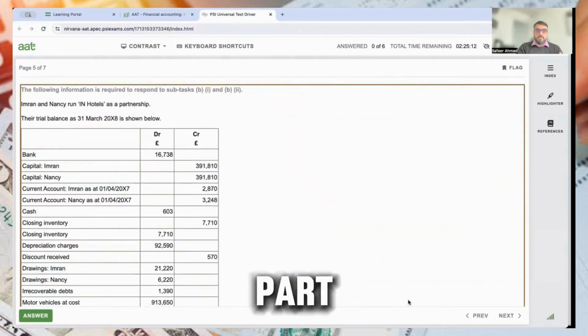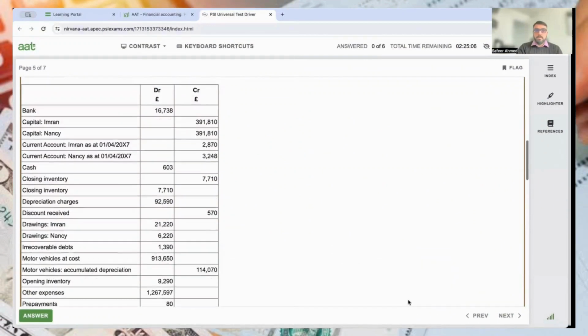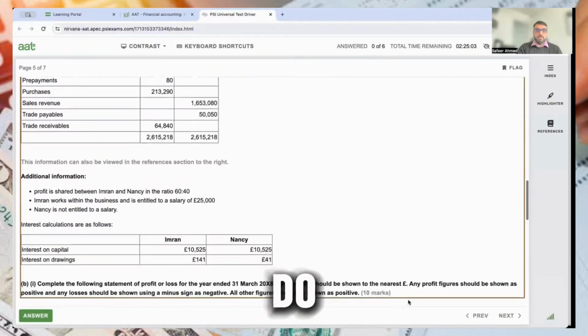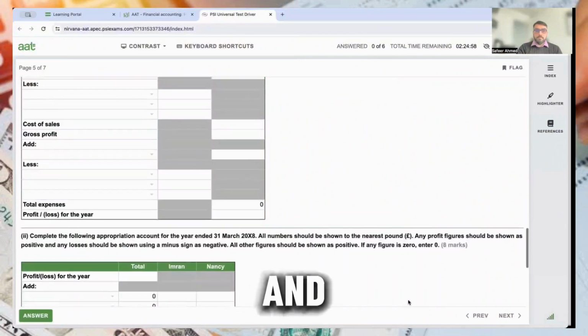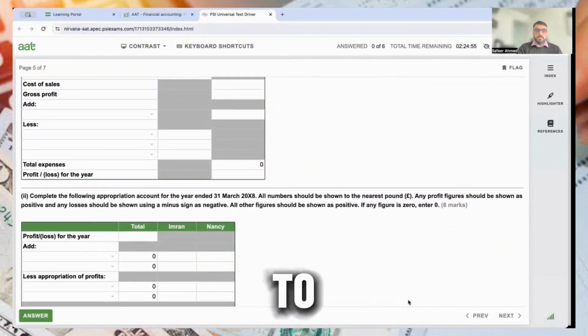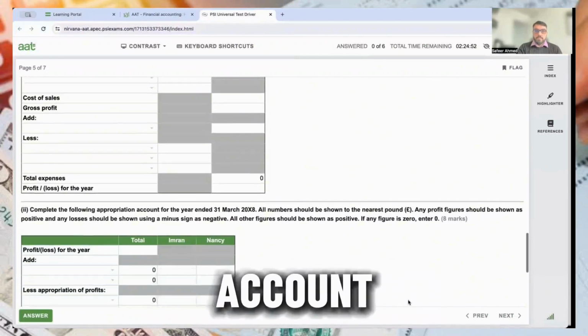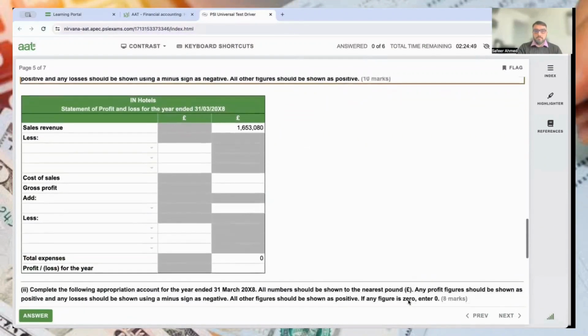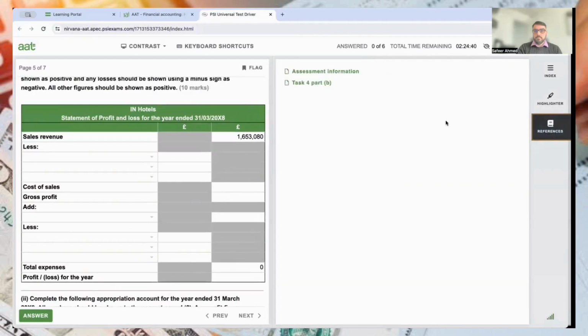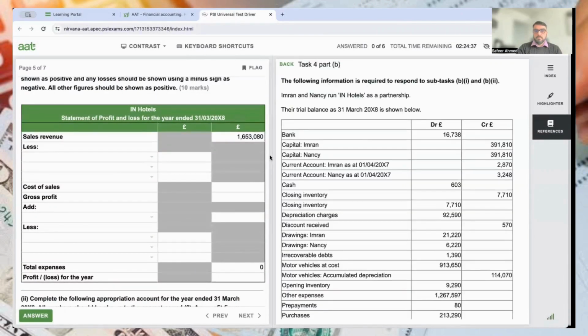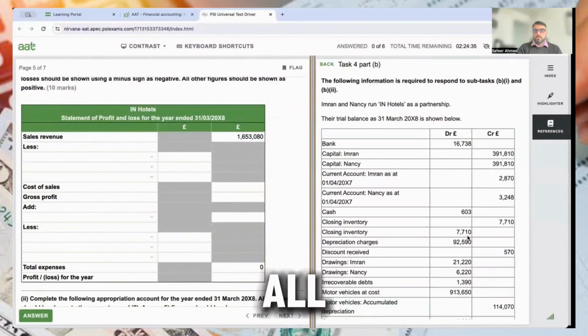Okay, so the next part of this is we've been given a trial balance for a partnership, and what we've been asked to do is to prepare a statement of profit or loss. And then, of course, in addition to that, we've been asked to prepare a profit and loss appropriation account. Okay, so we will need all of this or some of this information, which is relevant.